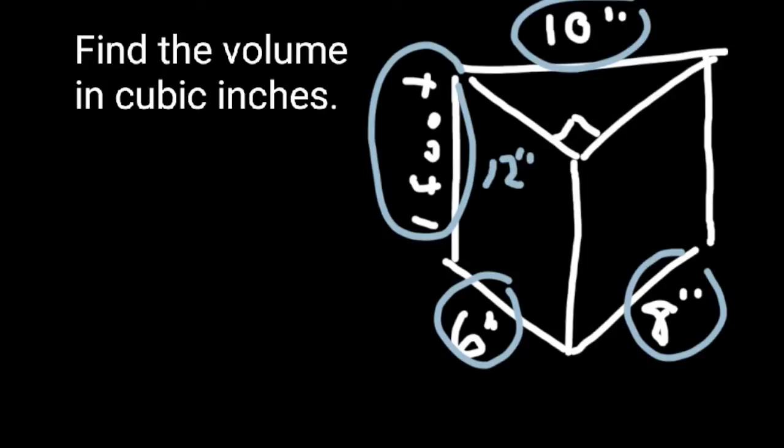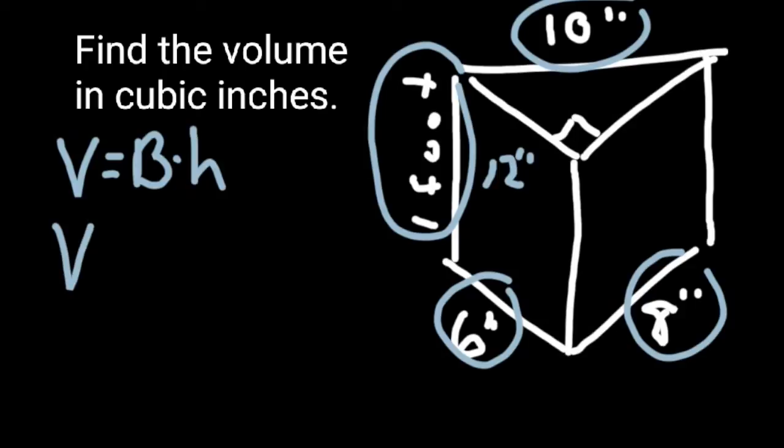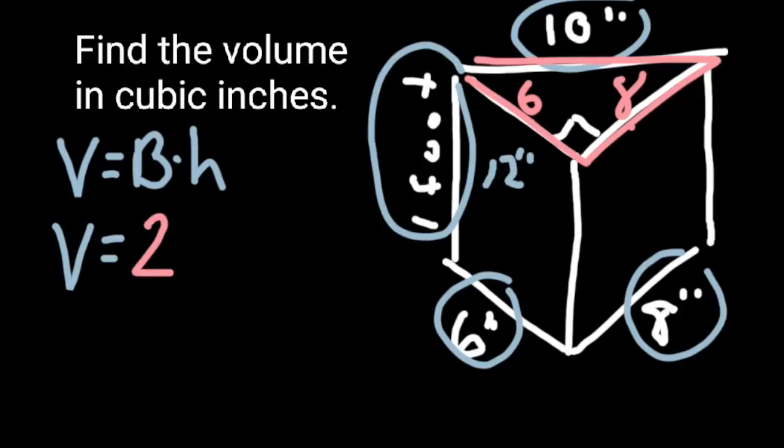Now, the volume of a prism is equal to the area of the base times the height of the prism. The area of the base is going to be the area of this triangle, which is having a base of 6 and a height of 8. Area of triangle is 1/2 times the base times the height. So half of 48, which is 24, times the height of the prism.